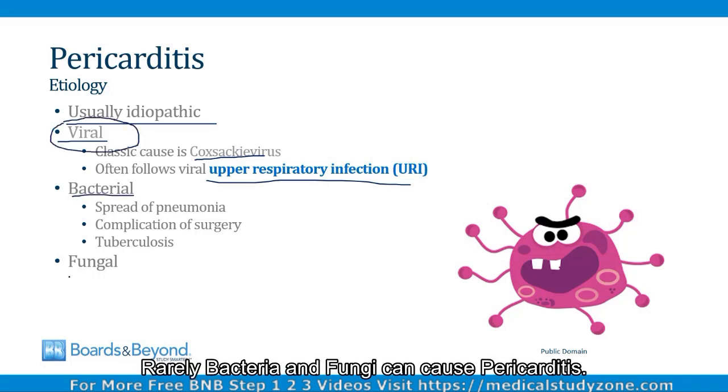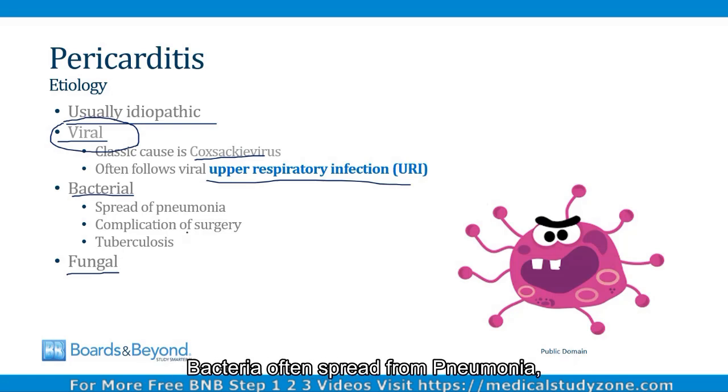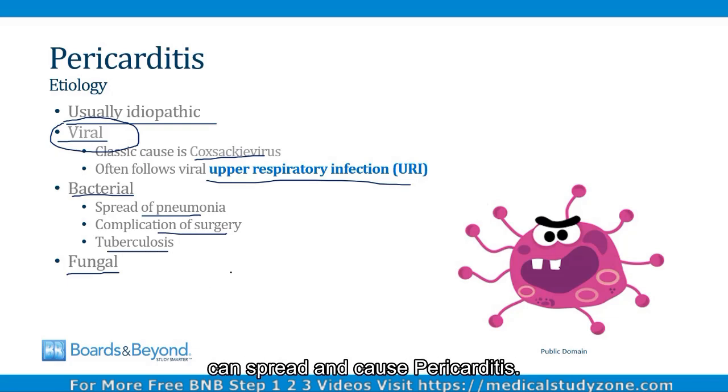Rarely, bacteria and fungi can cause pericarditis. Bacteria often spread from pneumonia, or they're introduced into the pericardium as a complication of surgery. And then in very rare cases, tuberculosis can spread and cause pericarditis.